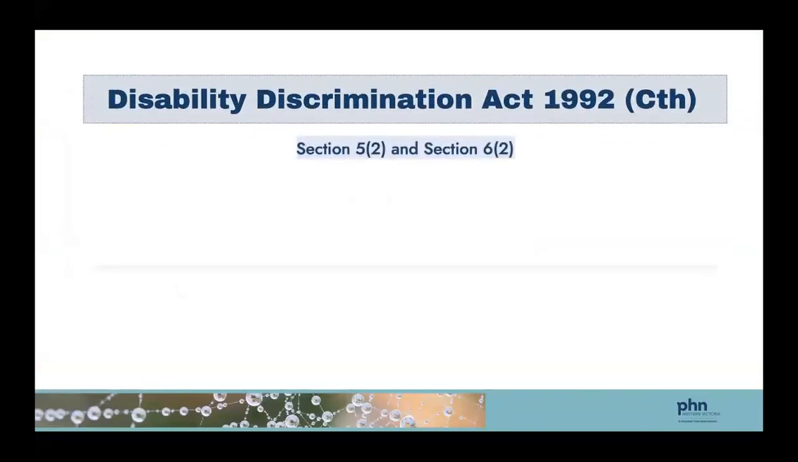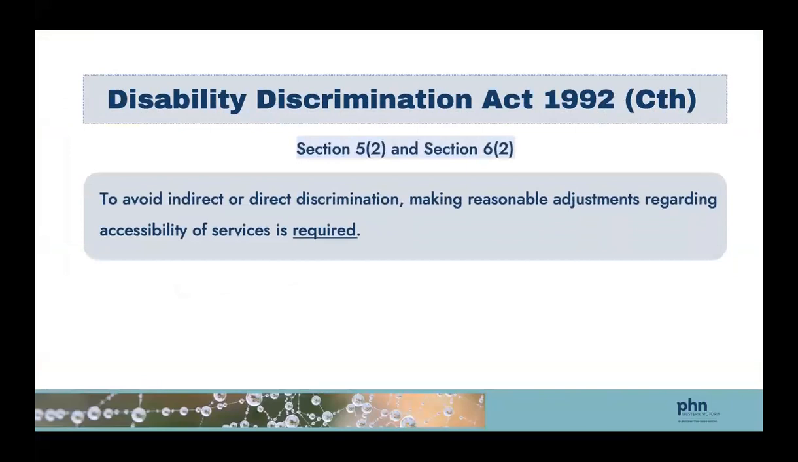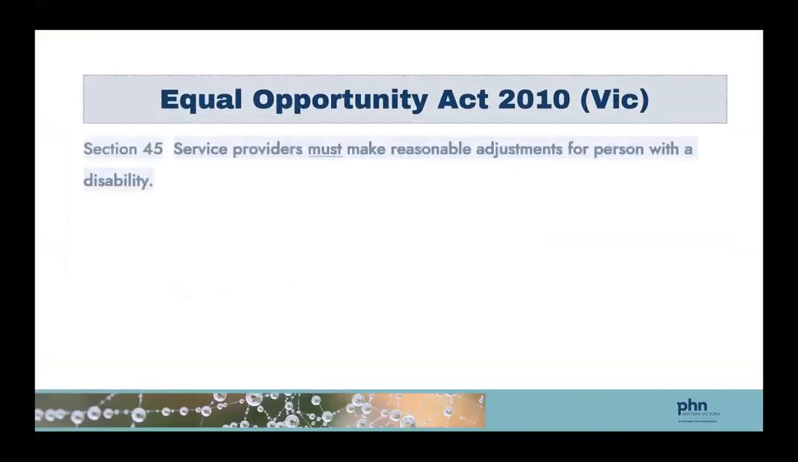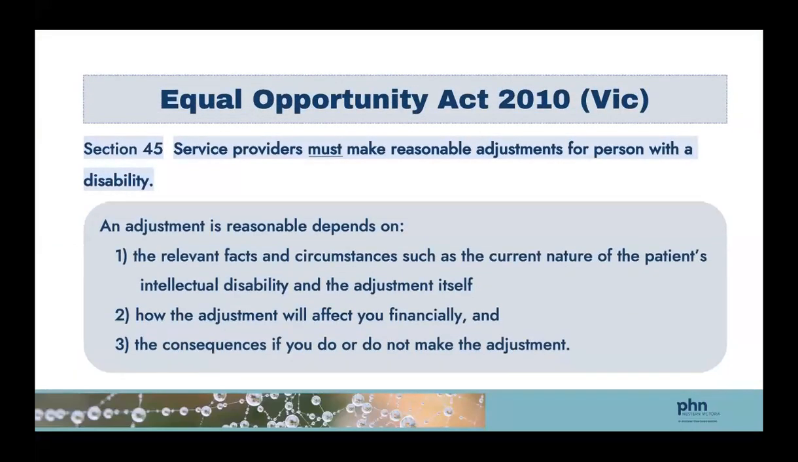This is explained as avoiding indirect or direct discrimination in the federal legislation, specifically Section 5.2 and Section 6.2 of the Disability Discrimination Act. This is repeated under state legislation, specifically Section 45 of the Equal Opportunity Act. This states that service providers must make reasonable adjustments. It also describes what exactly is considered a reasonable adjustment.